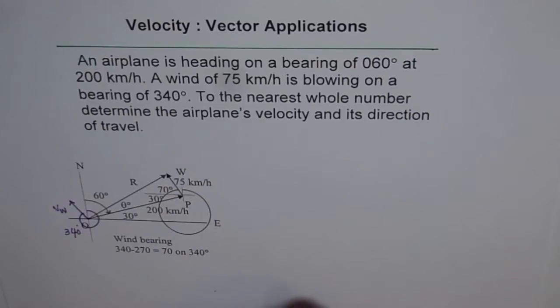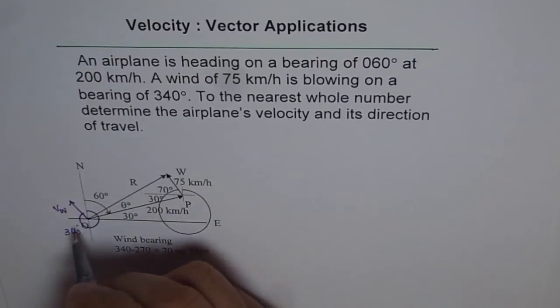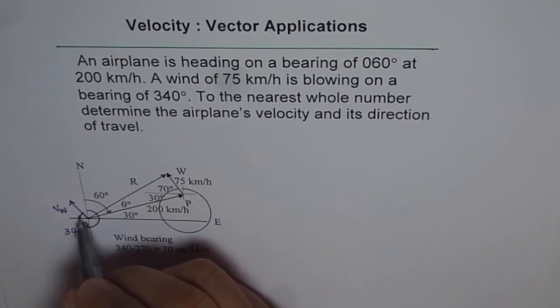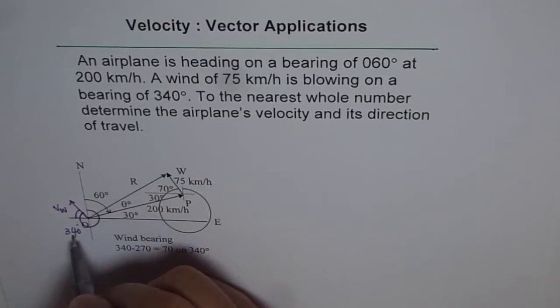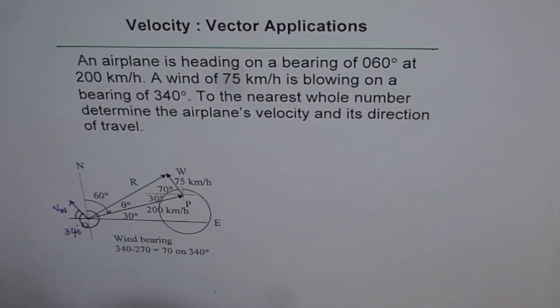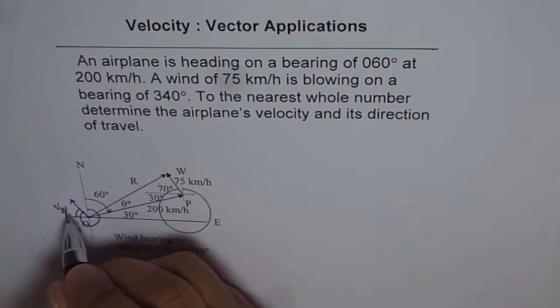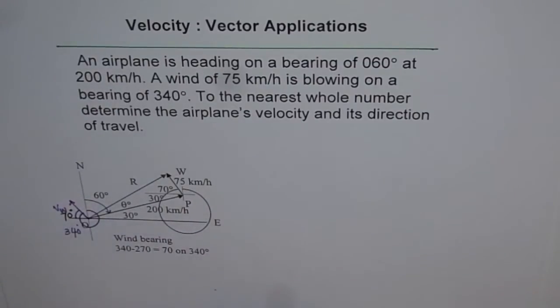I'll call this velocity of wind, and the direction is at 340 degrees from the north, correct? So if it is 340 degrees from north, that means this angle is how much? 340 minus 270, that gives you 70 degrees. So we have 70 degrees from west, correct? So that's the wind velocity.